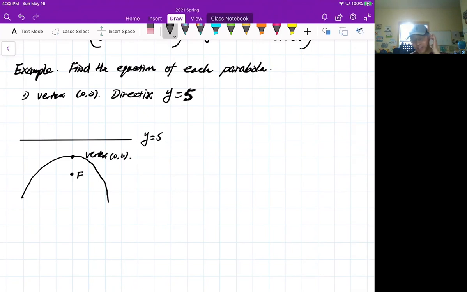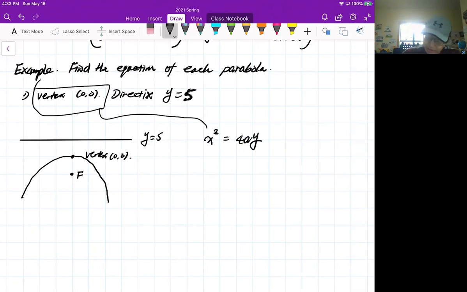So let's see, how could I get that? Basically the equation will be x squared equals 4ay. Why? Because if the vertex is 0, 0, then we go to the original equation, x squared equals 4ay. But what is the A? A is the difference between the focus and the vertex, or the vertex and the directrix.